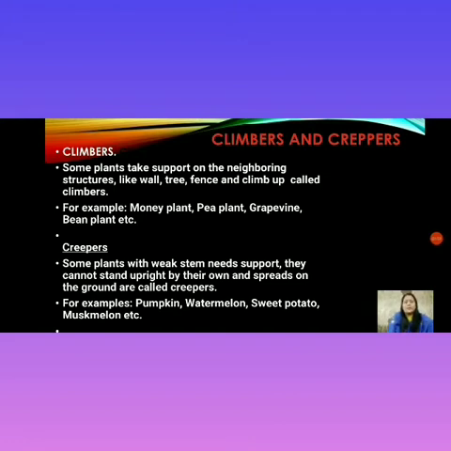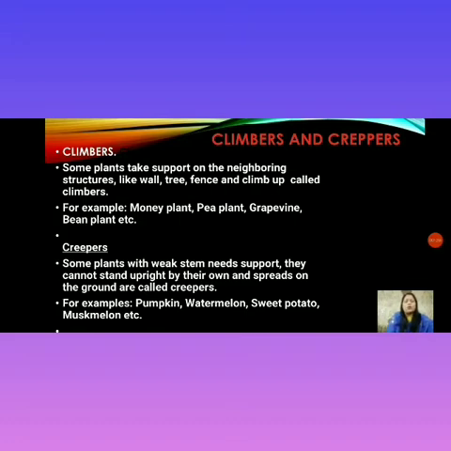Climbers: some plants take support on neighboring structures like a wall, tree or fence and climb up, and are called climbers. So climbers are the plants that climb on some neighboring support. For example, money plant, pea plant, grapevine, bean plant, etc. Next is creepers, which creep on the ground. Some plants with weak stems cannot stand upright by themselves, so they spread on the ground, and such plants are called creepers. For example, pumpkin, watermelon, sweet potato and muskmelon.